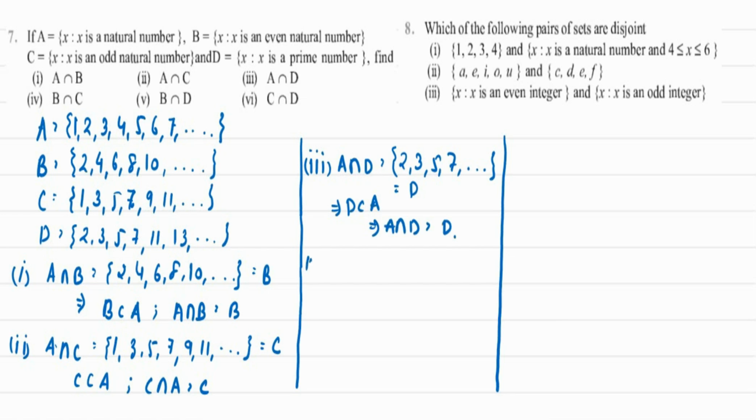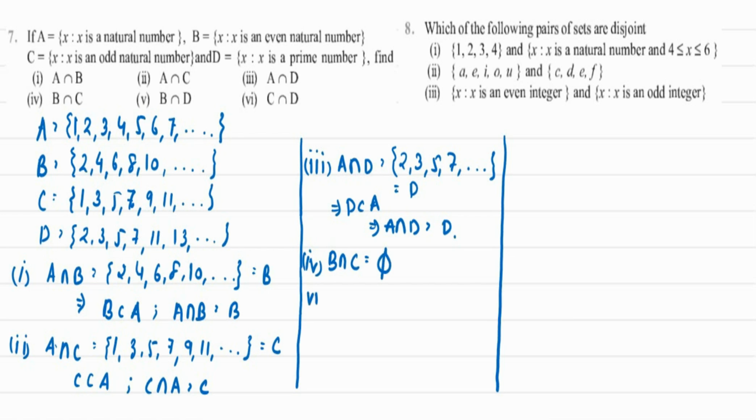Now we have the fourth part. It says B intersection C. Now B is the set of even numbers. C is the set of odd numbers. Now we cannot have any common element in both the sets. Therefore, the intersection will be an empty set, which is 5.